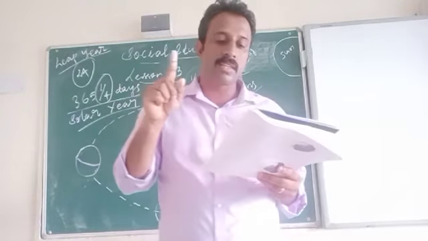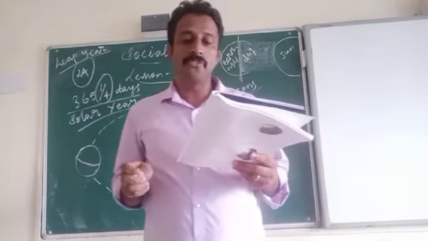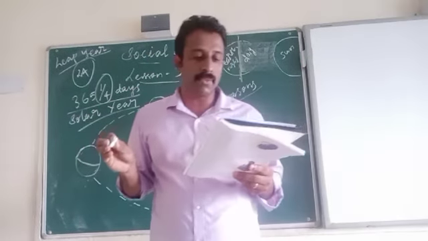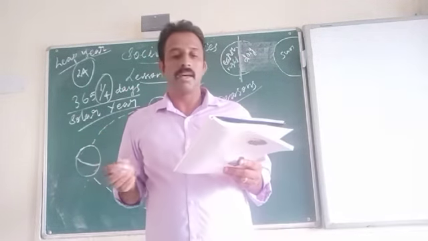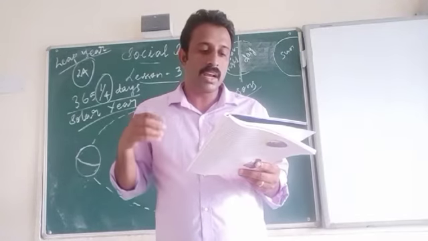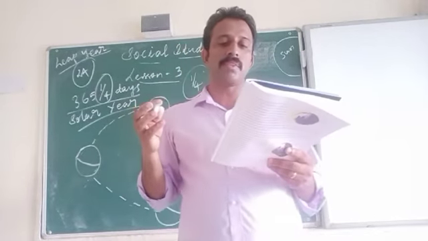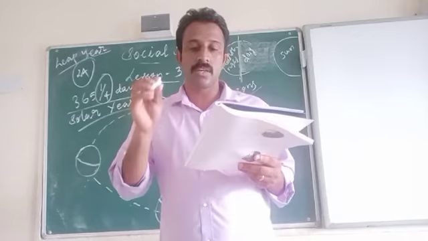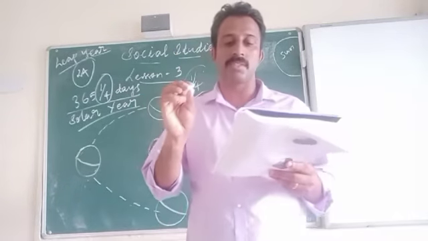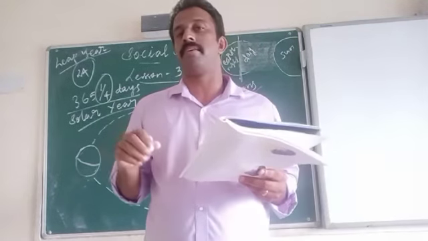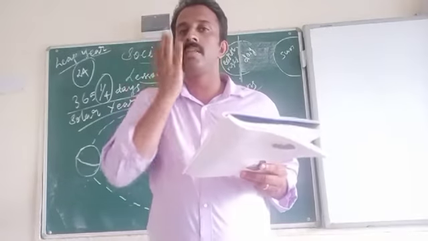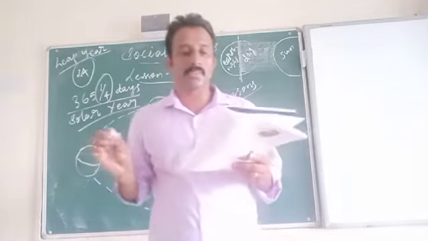This axis is tilted at an angle of 23.5 degrees, sometimes leaning towards the sun and sometimes away from the sun. Because of this, different parts of the earth face the sun at different times of the year. This gives us the seasons.